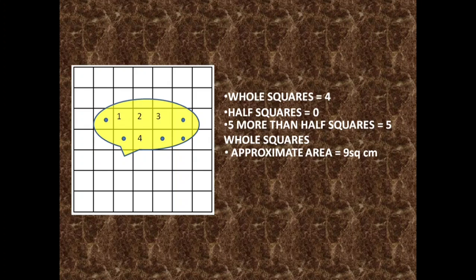Now let's move to the next shape. This is the next shape. Let's mark the whole squares first of all. In this row, we have just one whole square. But in the next one, we have 3 more. So how many whole squares do we have, children? We have 4 whole squares.